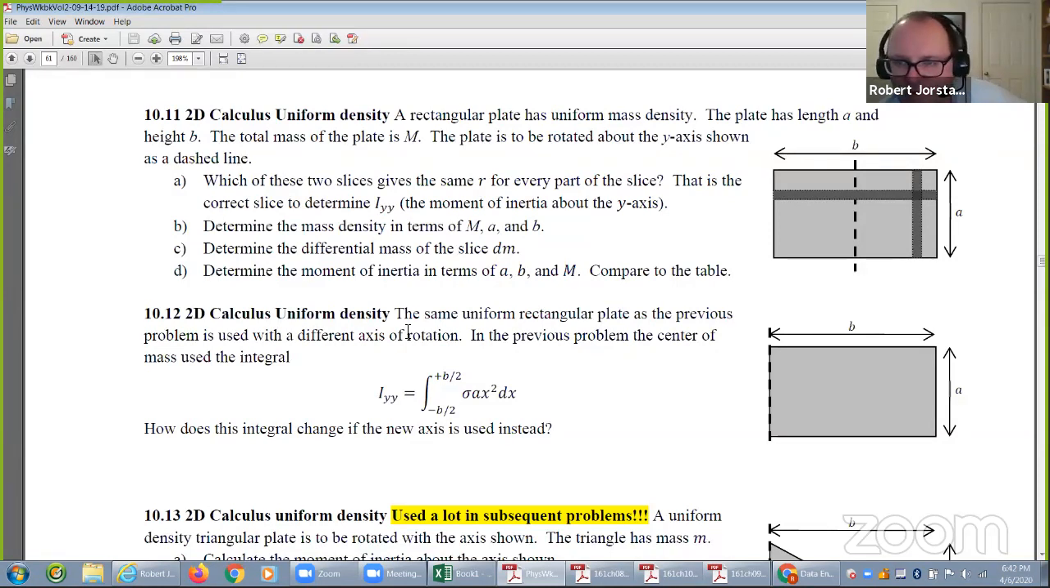Notice that axis is going through what looks to me like the center of the plate. So let's just assume that's going through the center of the plate. Obviously, we know the answer is in the table, but our goal here is not to memorize an answer. It's to understand this. So let's think about it for a minute.